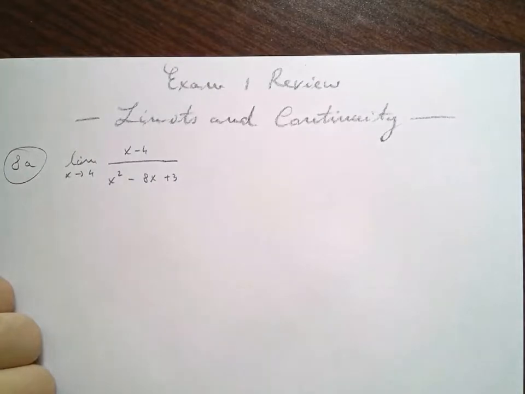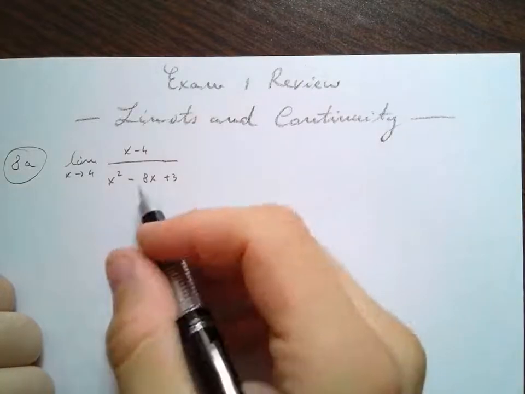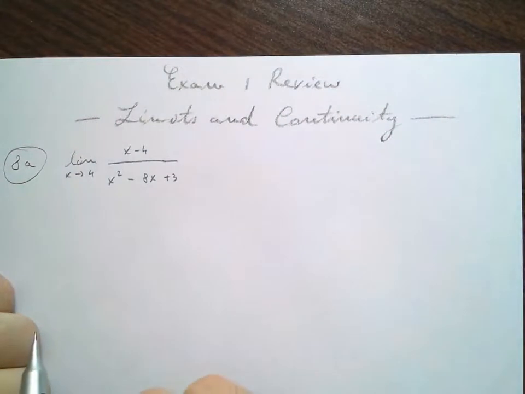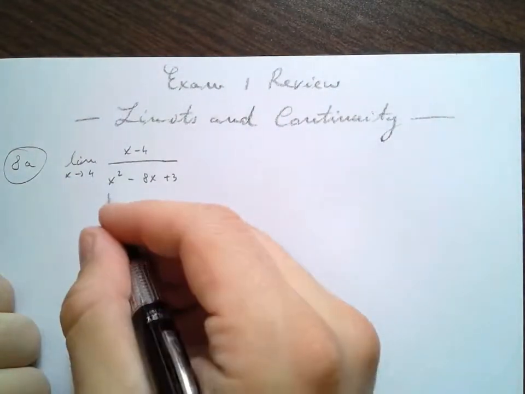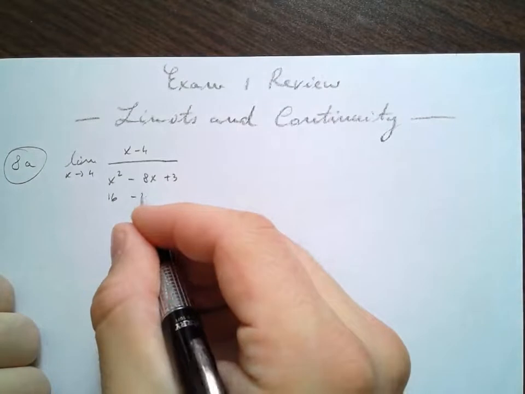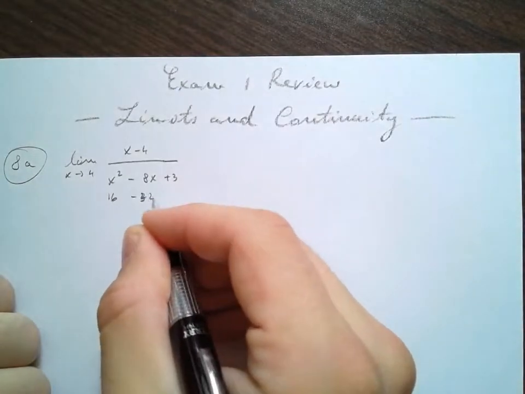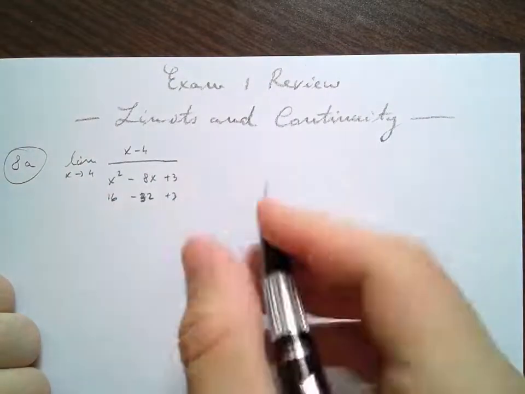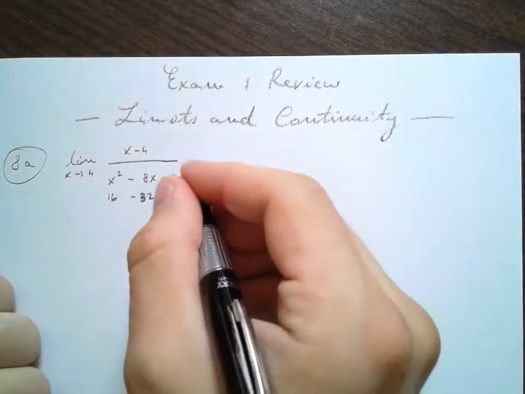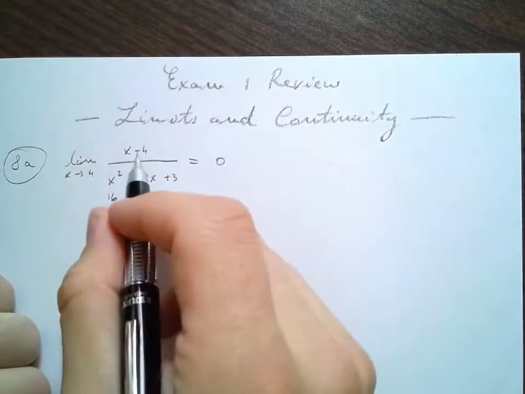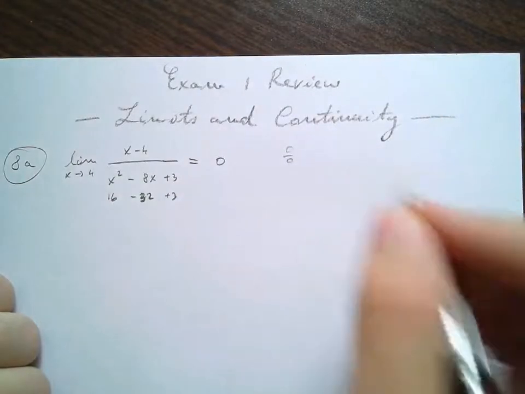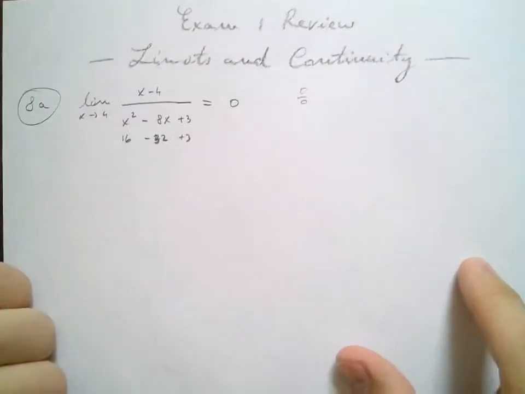And you might think, oh, I have to factor the denominator or something like that. But if you actually pay attention, when you plug in 4 into the denominator, you do not get a 0. Here we have 16, minus 32, and then plus 3. It's not going to be 0. However, when you plug in 4 on top, it is 0, so this limit is actually 0, because we are not having the 0 over 0 case where we have to do any tricks. So that was fairly simple.